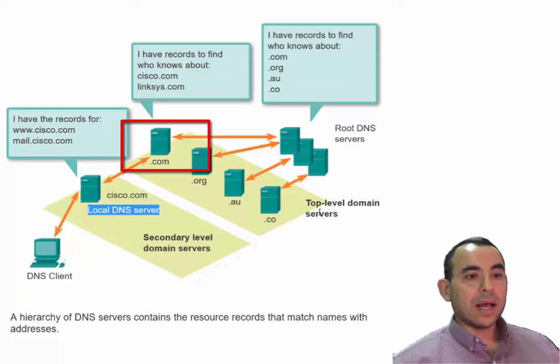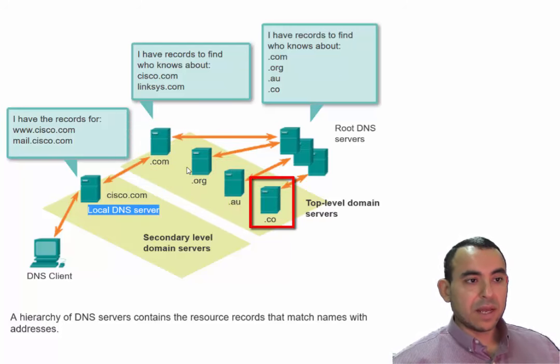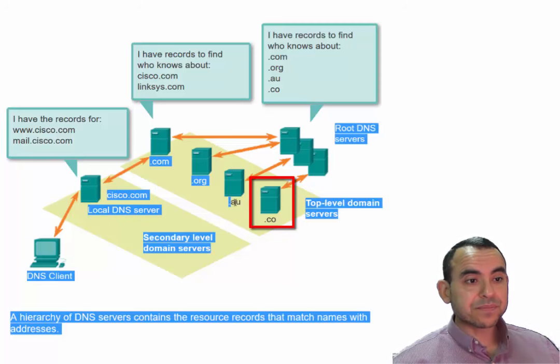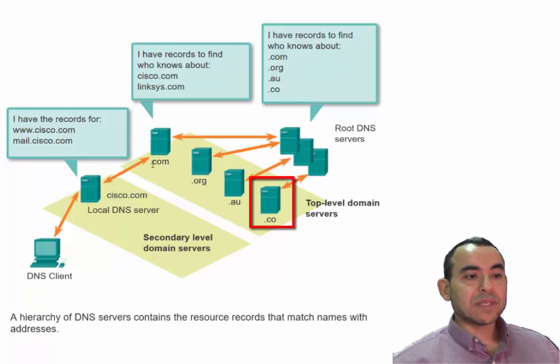If the local DNS does not have the IP corresponding to this domain name, then it sends the request to top-level domain servers. These top-level domain servers are, for example, the DNS servers at the service provider level. On the service provider level, it contains all the domain names that exist in a specific country or a specific hierarchy like .com and .org and things like that.